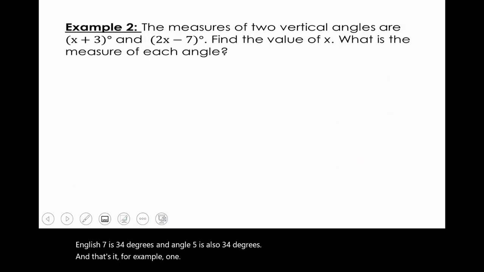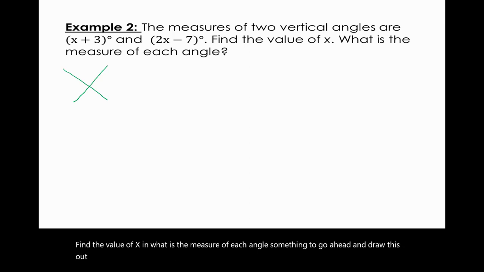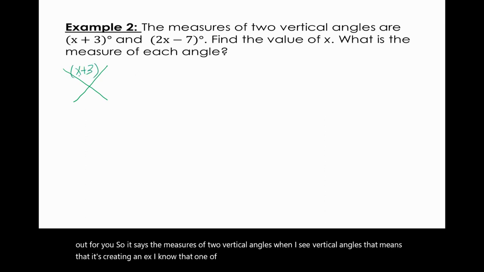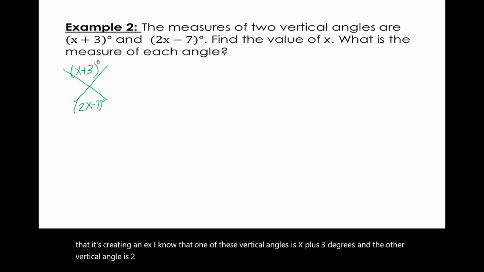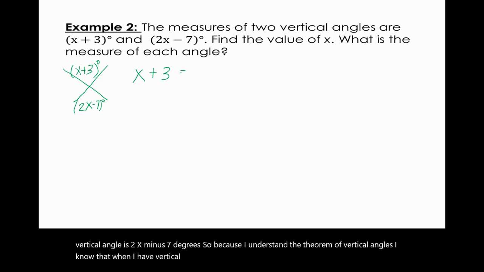Okay, for example 2, we have the measures of two vertical angles as x plus 3 and 2x minus 7. Find the value of x and the measure of each angle. So I'm going to go ahead and draw this out for you. When I see vertical angles, that means that it's creating an X. One of these vertical angles is x plus 3 degrees, and the other vertical angle is 2x minus 7 degrees. Because I understand the theorem of vertical angles, I know that when I have vertical angles, they have to be equal or congruent to each other.